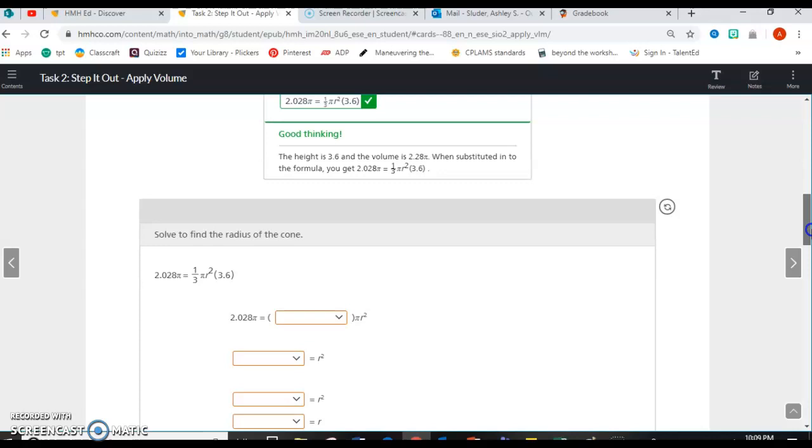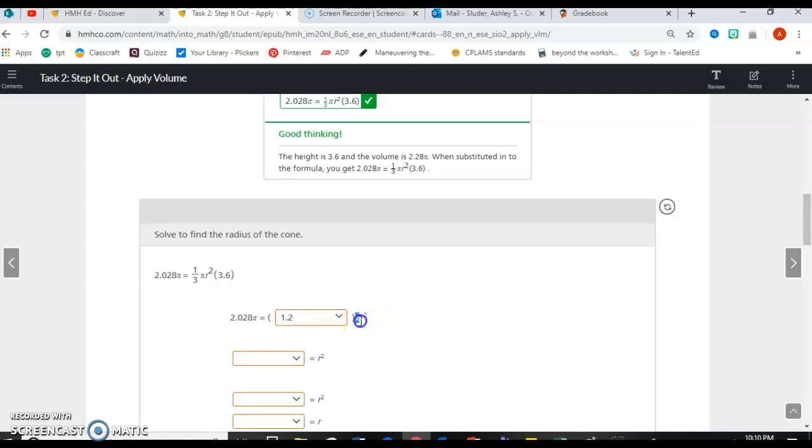So let's solve. I've got 2.28 pi equals 1/3 pi radius squared times the height of 3.6. Well, notice they took away the 1/3 here. And quickly they are taking 3.6 and dividing it by 3. 3.6 divided by 3 gives me 1.2. So that is my new height of my cone, 1.2.